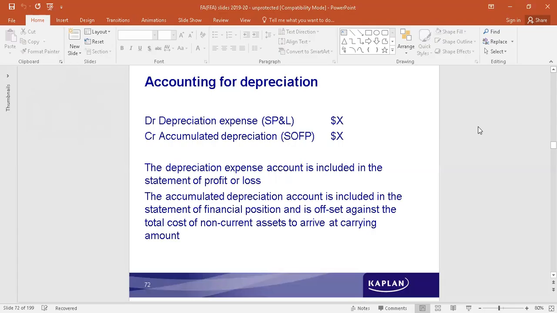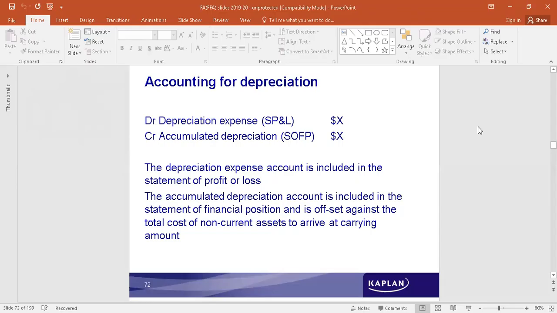The journal entry for depreciation: depreciation is an expense which is charged to the income statement, the profit and loss account. Two, we know that the asset account will be reduced on account of depreciation. So you must be knowing the journal entry, depreciation expense to asset account.